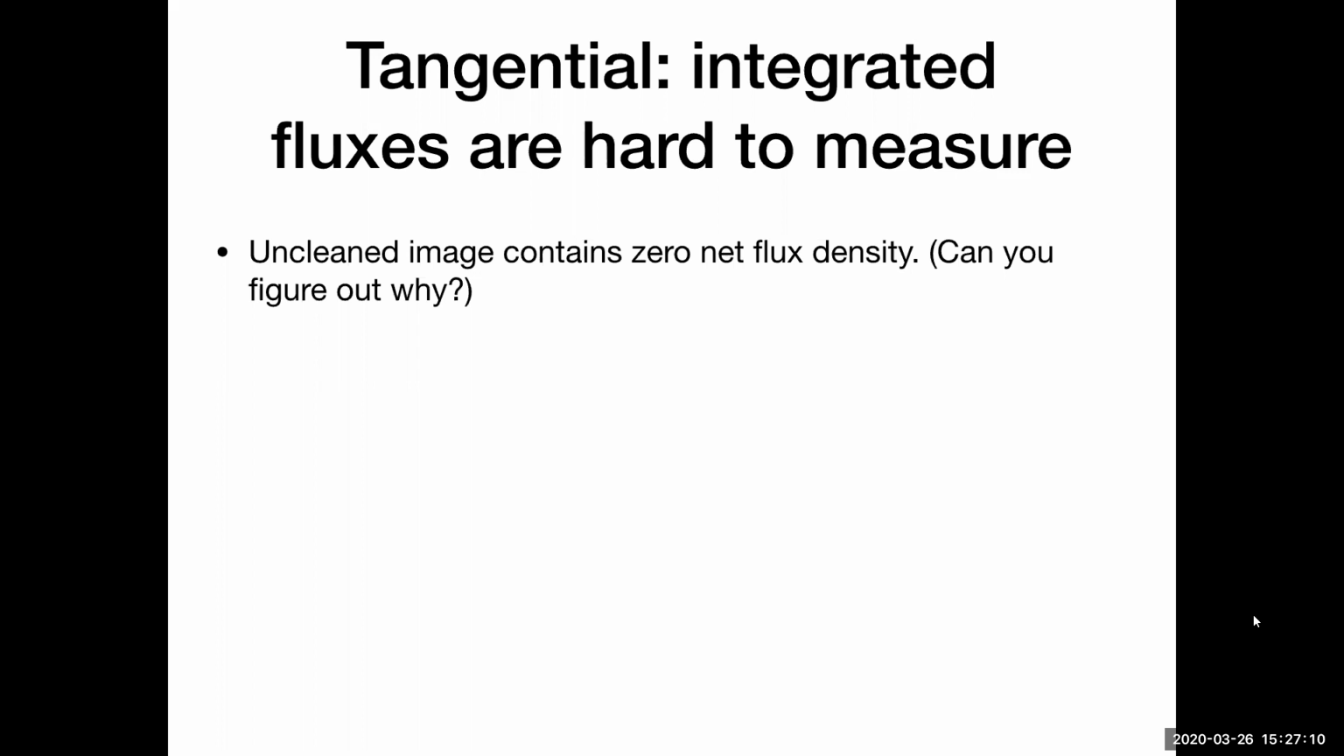And one of the reasons for this is that an uncleaned image, and we're getting into the clean algorithm soon, so just an image that comes out of one of these imaging algorithms, always contains zero net flux density. If you integrate over the entire image, you always get zero signal. Can anyone guess why?